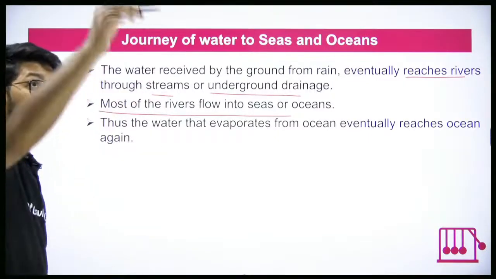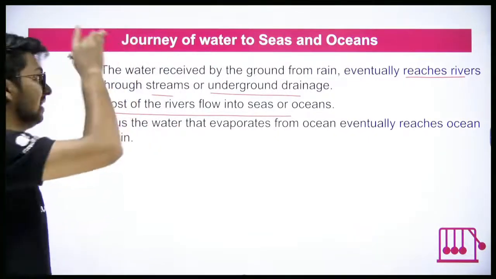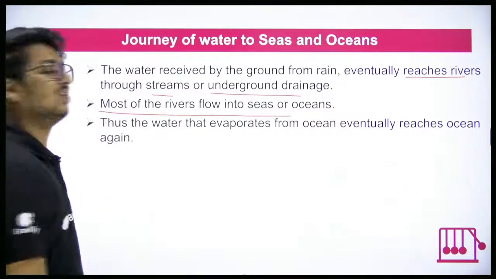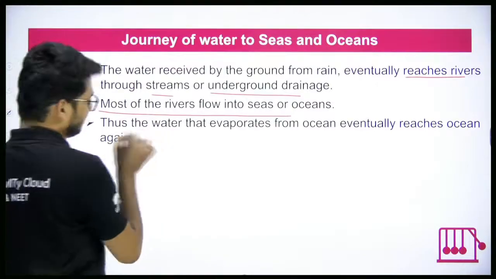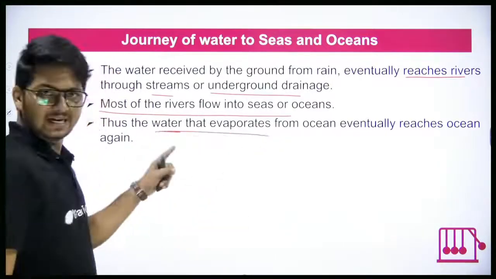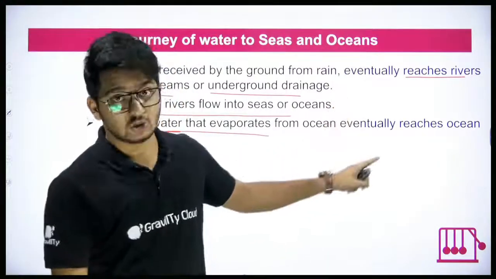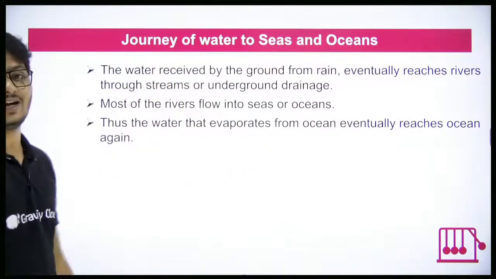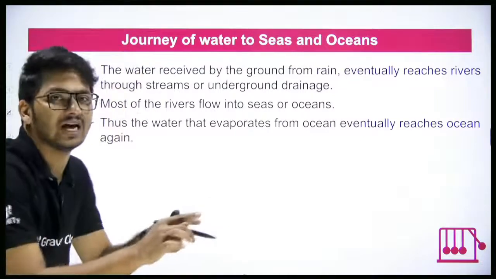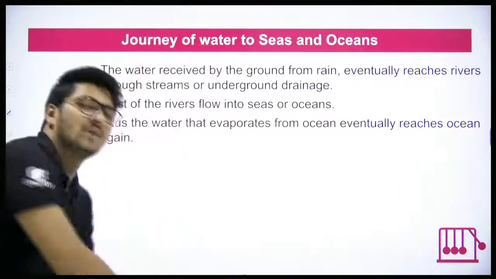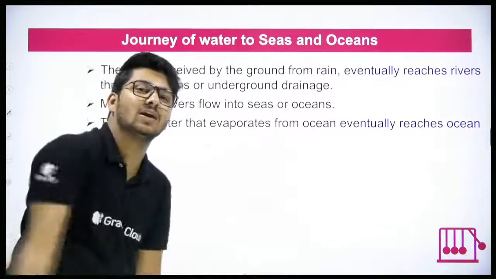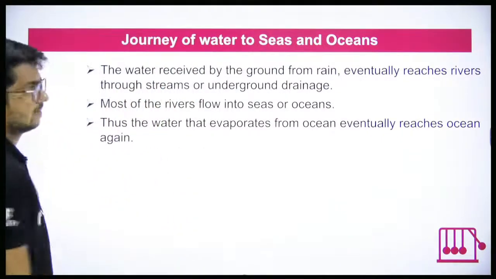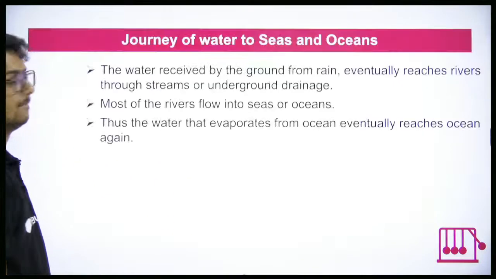So the water, through the water cycle, through rain that reaches ground, will again go into the sea or ocean. Thus, the water that evaporates from ocean eventually reaches ocean again. It starts from ocean, it again comes back to ocean. So it is a cycle. Is that clear?